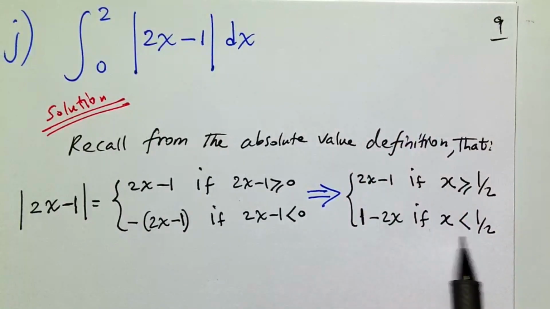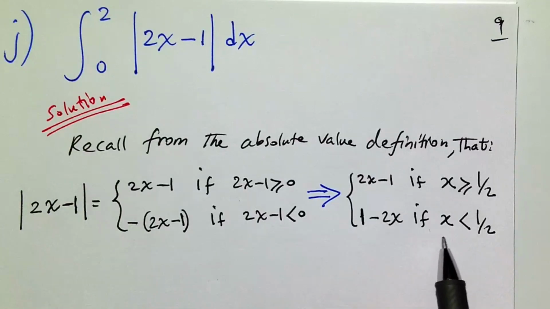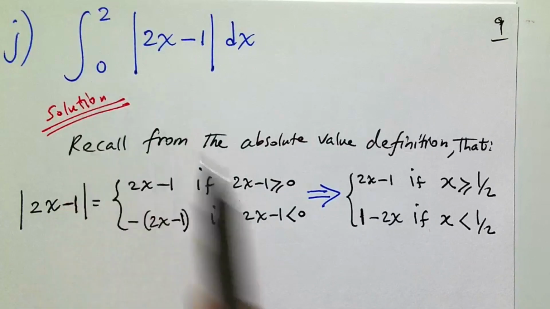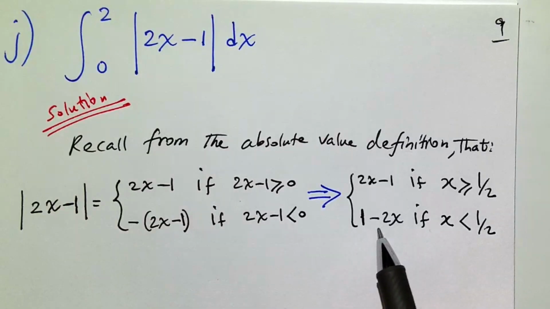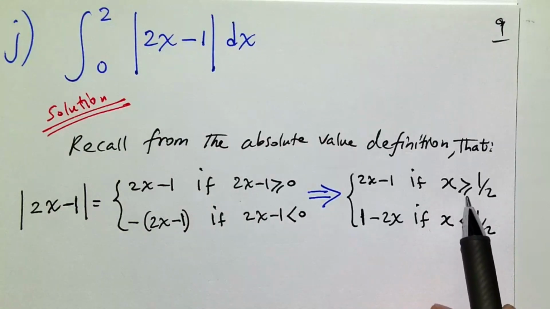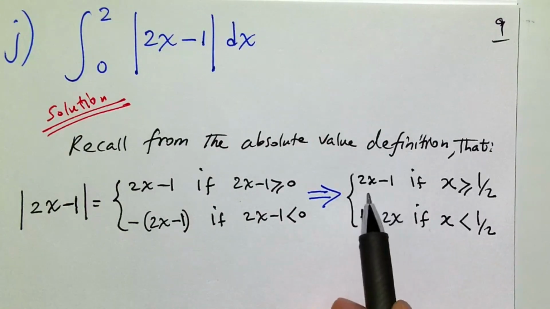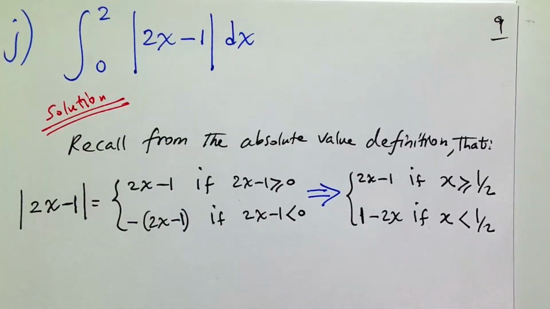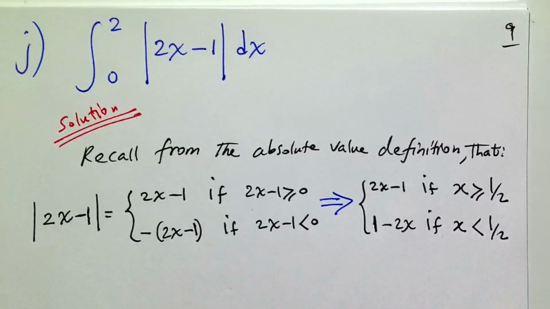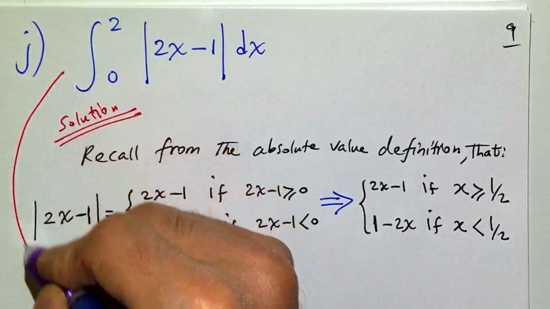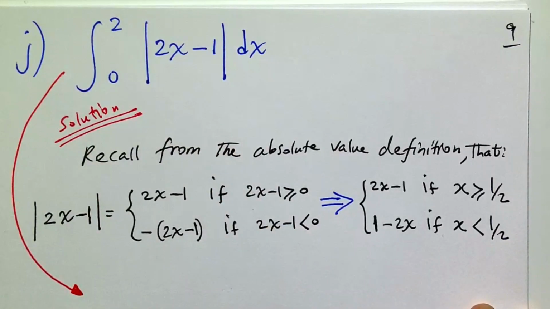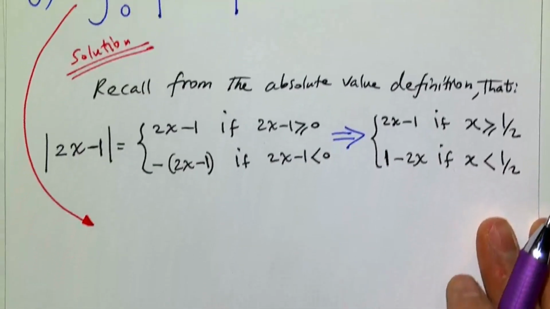So, because this one is saying if x is less than 1/2 all the way to minus infinity, which of course we're not going to go that far, we have to stop at 0, then this is our expression. If x is equal to or greater than 1/2, then this is our expression when we integrate. Okay, so therefore we have to rewrite that integral, right?